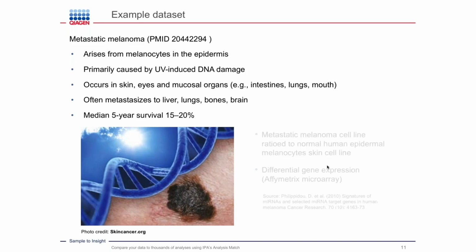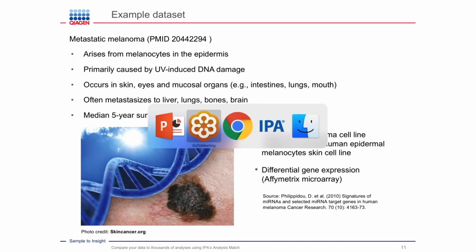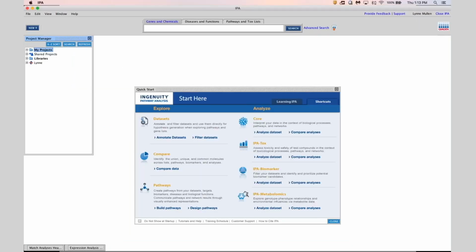So in this study, the researchers measured differential gene expression using a whole genome microarray to characterize the different melanoma skin cells. And we decided to just pick one of these cell lines. It's a metastatic melanoma line that is compared to a cell line that was generated from normal skin. Okay, and with that, I now want to go into IPA.